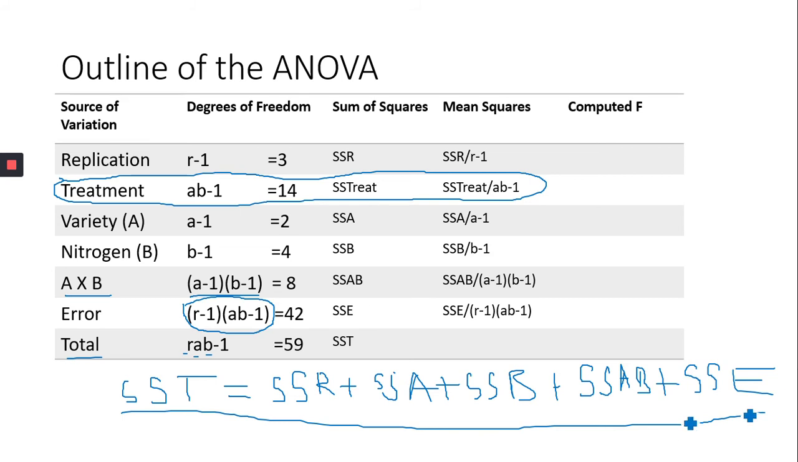Once you can easily find the degrees of freedom for total, you just say 59 minus 8 minus 4 minus 2 minus 3. That will give you 42. That is the degrees of freedom for error. So SST minus SSR minus SSA minus SSB minus SSAB will give us SSE. Now, let's move on.